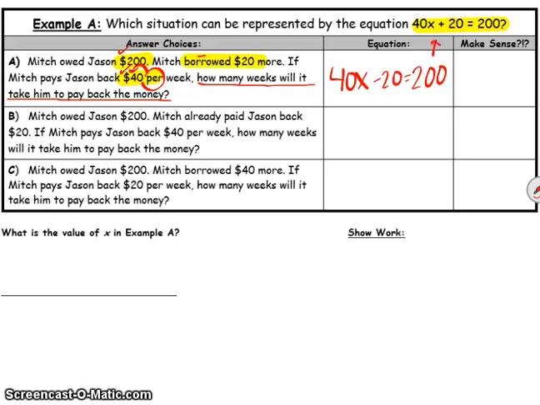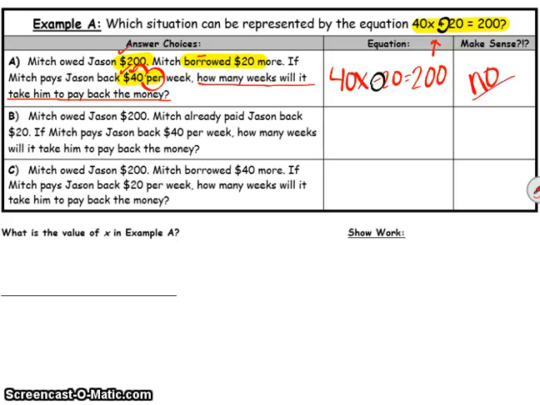Okay, well I'm looking at my equation that they give me. 40x plus 20 is equal to 200. There is a difference. It's a small difference, but there is a difference. The difference is that in my equation that I just wrote, I have minus 20, but in the equation that they have written up here, I have plus 20. And so, does it make sense? And no, because it does not match that equation.